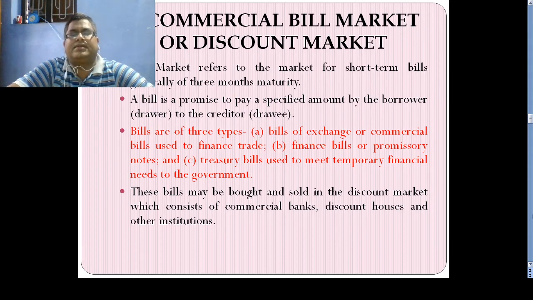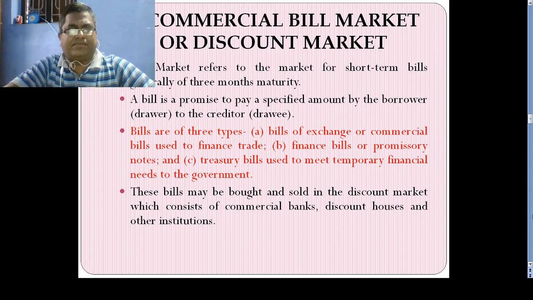call money market. My dear students, the call money market is a short-term market. There are two ways the market operation can be made. One is directly, borrower and lender, and the other is indirectly, borrower and lender through the DFHI. That is the basic difference between these types of market operation.